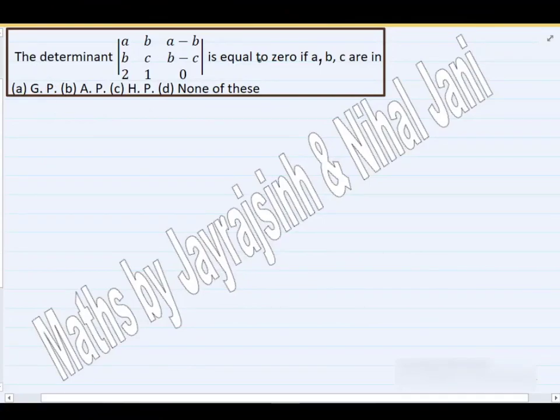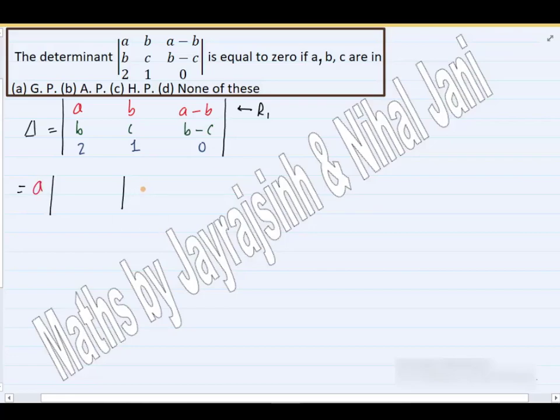The determinant will be equal to 0 if ABC are in GP or AP or HP or none of this, and that can be found by evaluating the determinant. So here we have our determinant. Now let's expand with respect to first row, first element and determinant minus second element, its determinant, and finally plus last element, which is A minus B and its determinant.